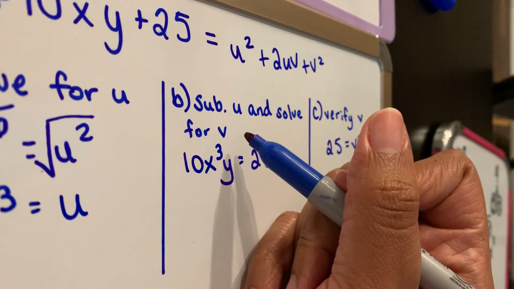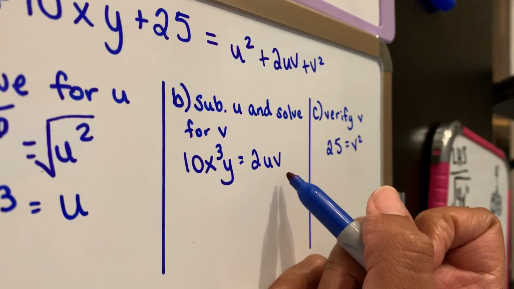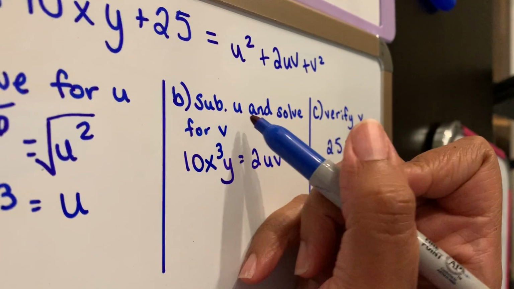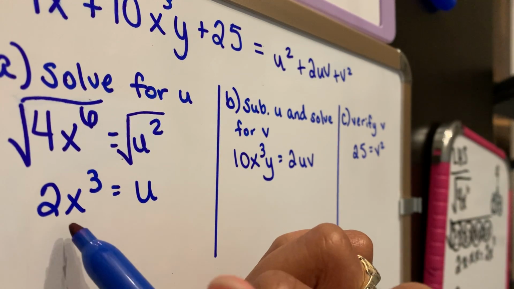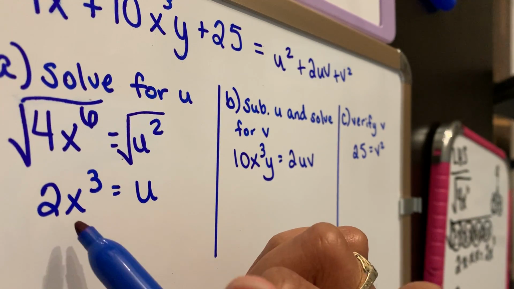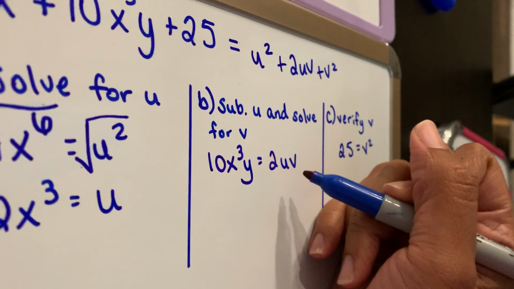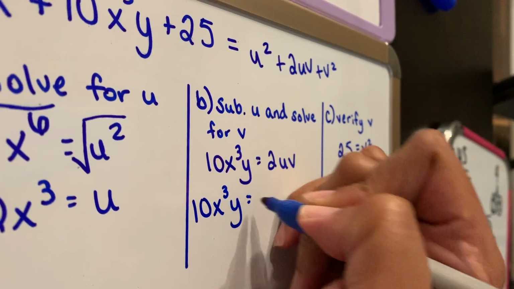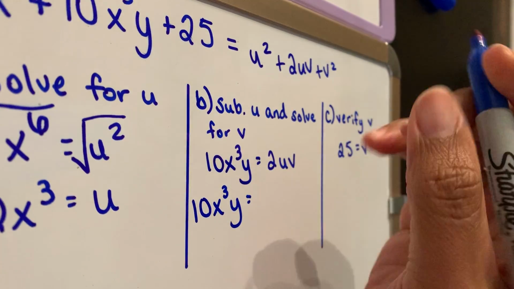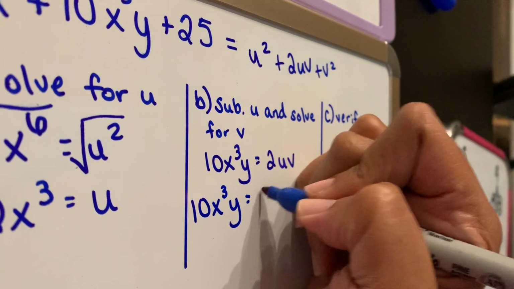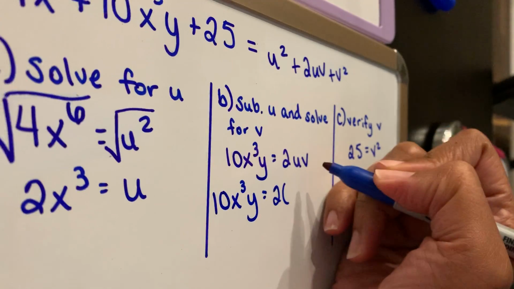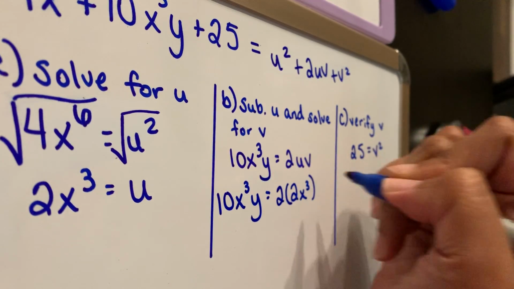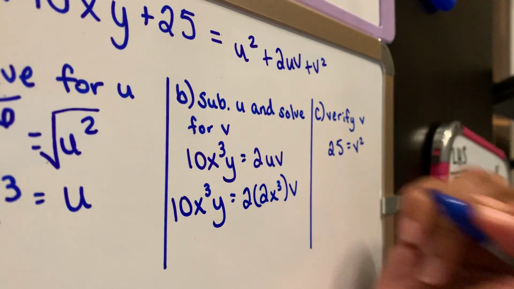Next, we want to solve for v. But before we can solve for v, remember, we need to substitute our u. We said u is 2x cubed. So I'm going to substitute 2x cubed for this u. So we have 10x cubed, left-hand side will not change, so this side stays the same. It's just when we come over here, instead of u, I'm going to use 2x cubed, and then v will still be here.